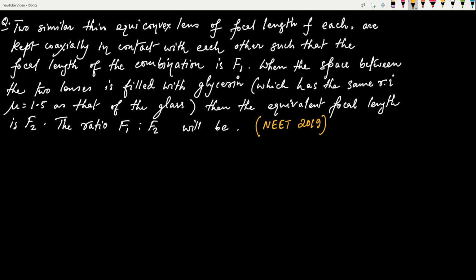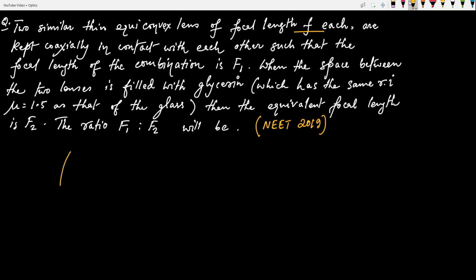Now let's look into this problem. This question was asked last year, that is NEET 2019, and it's a bit conceptual problem. Two similar thin equiconvex lenses of focal length f each are kept coaxially in contact with each other such that the focal length of the combination is f1. When the space between the two lenses is filled with glycerin which has the same refractive index mu is equal to 1.5 as that of the glass, then the equivalent focal length is f2. Then we need to find the ratio of f1 to f2.